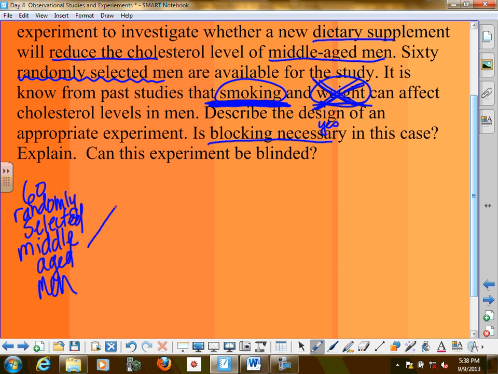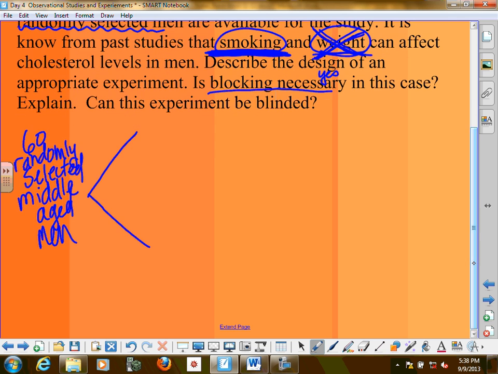Okay, the first thing we do is control something that we think is going to affect their cholesterol level. And what is that? We have to block to control something, and we are going to block them into smokers. Now, do I know how many there are? I do not. It doesn't tell me. So I'm going to get those 60 men and then ask them, do you smoke or do you not smoke? So I got smokers and non-smokers. So I do not know how many people that is.